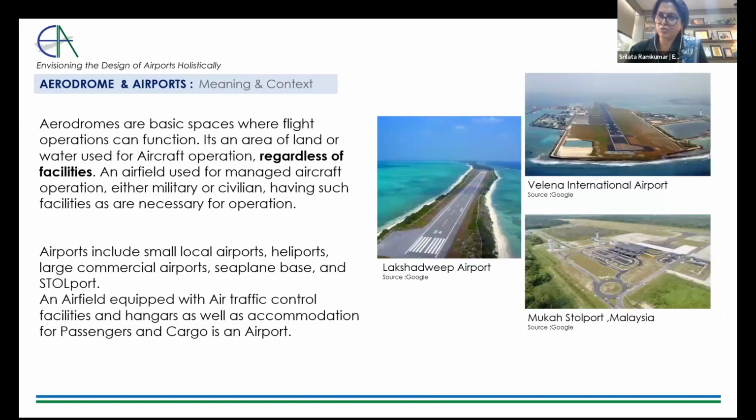Now coming to aerodrome and airports, not many people are clear about this, so I thought we'll just talk about this. Aerodromes are basically spaces where flight operations can function. It's an area of land or water used for aircraft operations regardless of facilities. So this is what you need to understand: aerodrome is regardless of facilities. When you're looking at airports, airports have all the facilities. Like I've put some reference images. So when we are using the words aerodrome and airport, we need to use them very diligently.